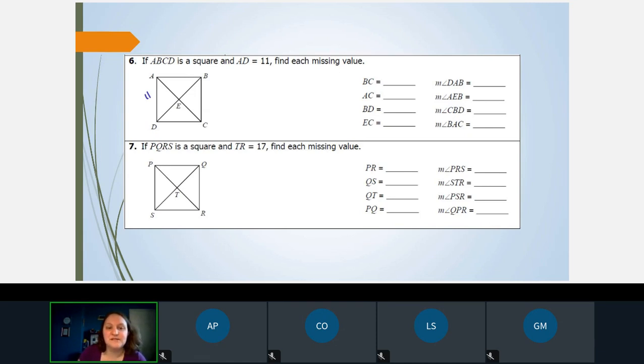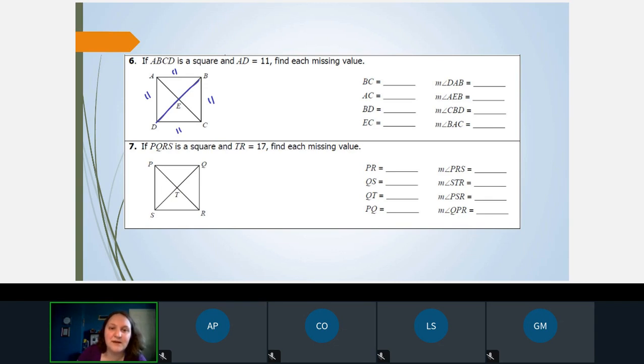Now, because it's a square, that means it has all the properties of a rhombus. So all of the sides are congruent. AD is 11. So now we can find the length of the diagonal. How would we do that?